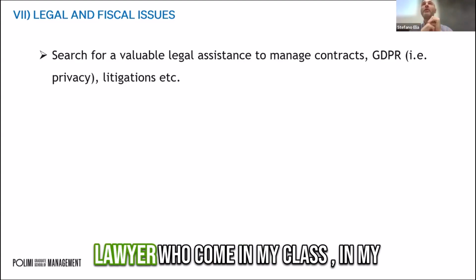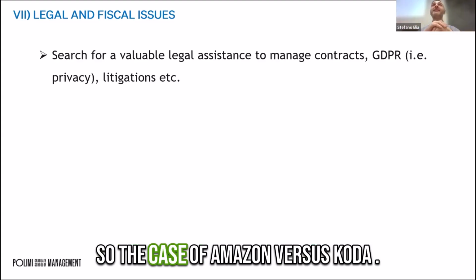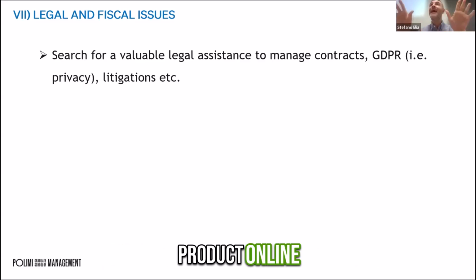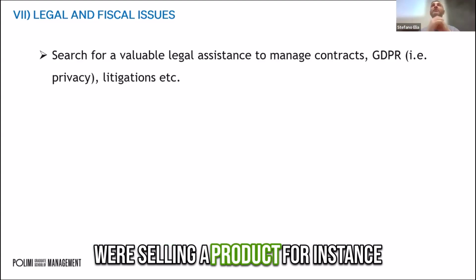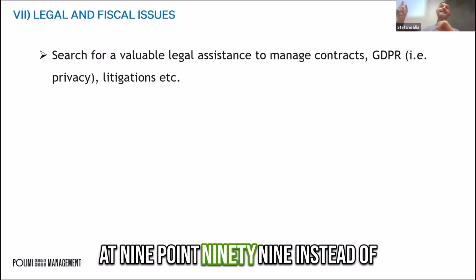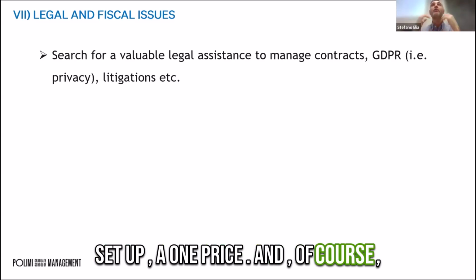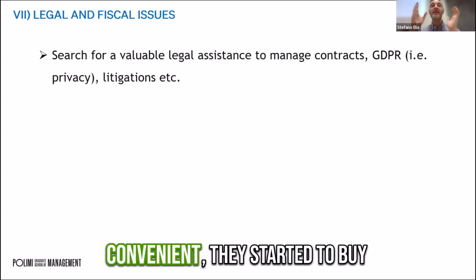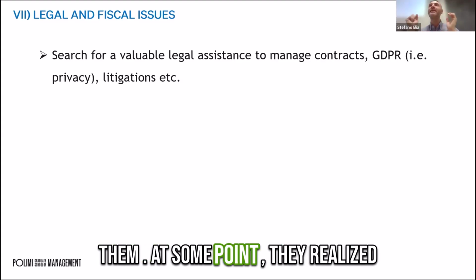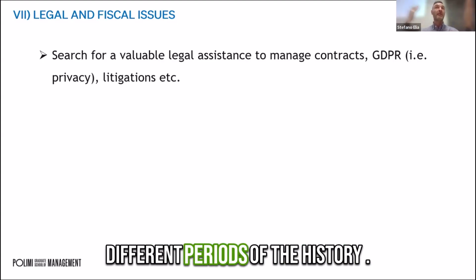I had a lawyer who came to my class, in my lab, and explained to the students the case of Amazon versus Kodak. At some point, they were both selling a product online with a wrong price. For instance, they were selling a product at 9.99 instead of 99.9. So they set up a wrong price, and of course, the customers, whenever they saw that this product was so convenient, started to buy it. At some point, they realized that they had made this mistake. This happened in two different periods of history.